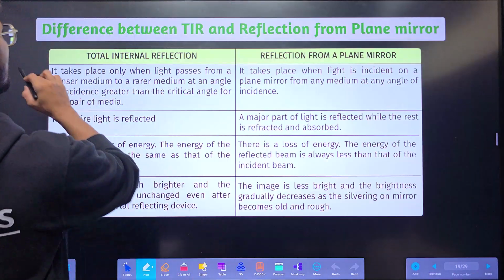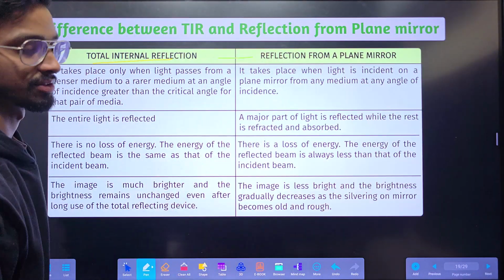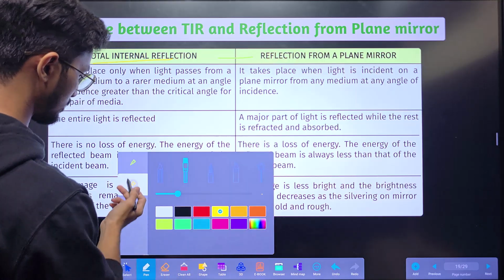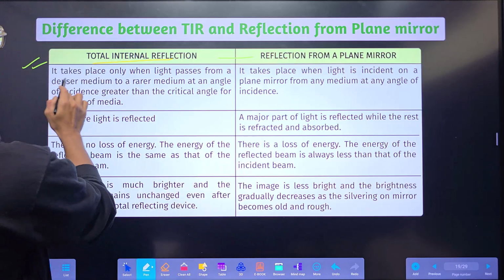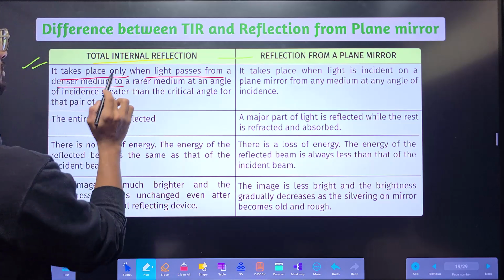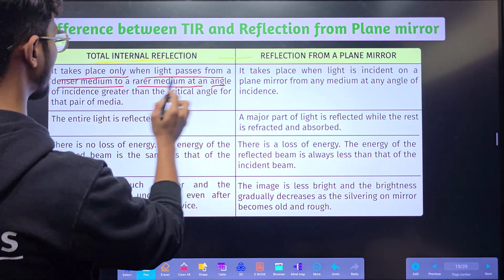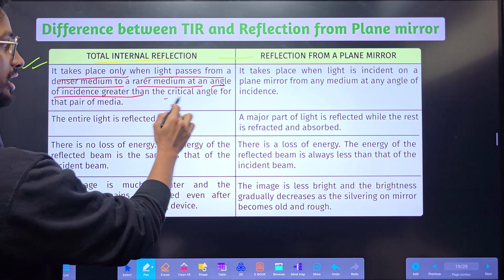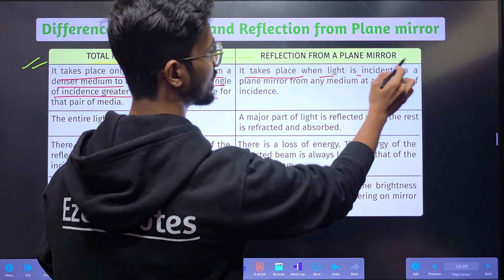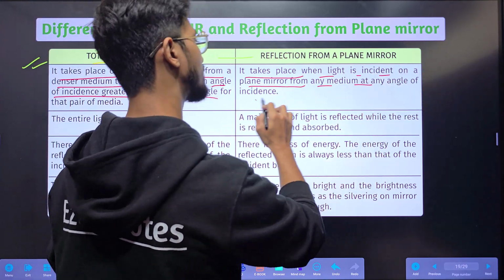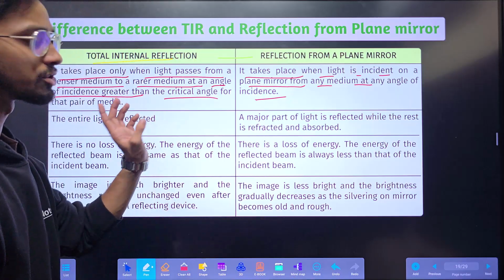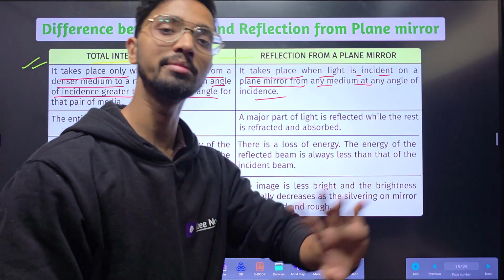Next, the difference between TIR and reflection from a plane mirror. Just now we studied that. See, TIR takes place only when light passes from a denser medium to a rarer medium at an angle greater than the critical angle. But reflection from a plane mirror takes place when the light is incident on a plane mirror from any medium at any angle. Here the angle should be greater than critical. Here the angle can be any angle.